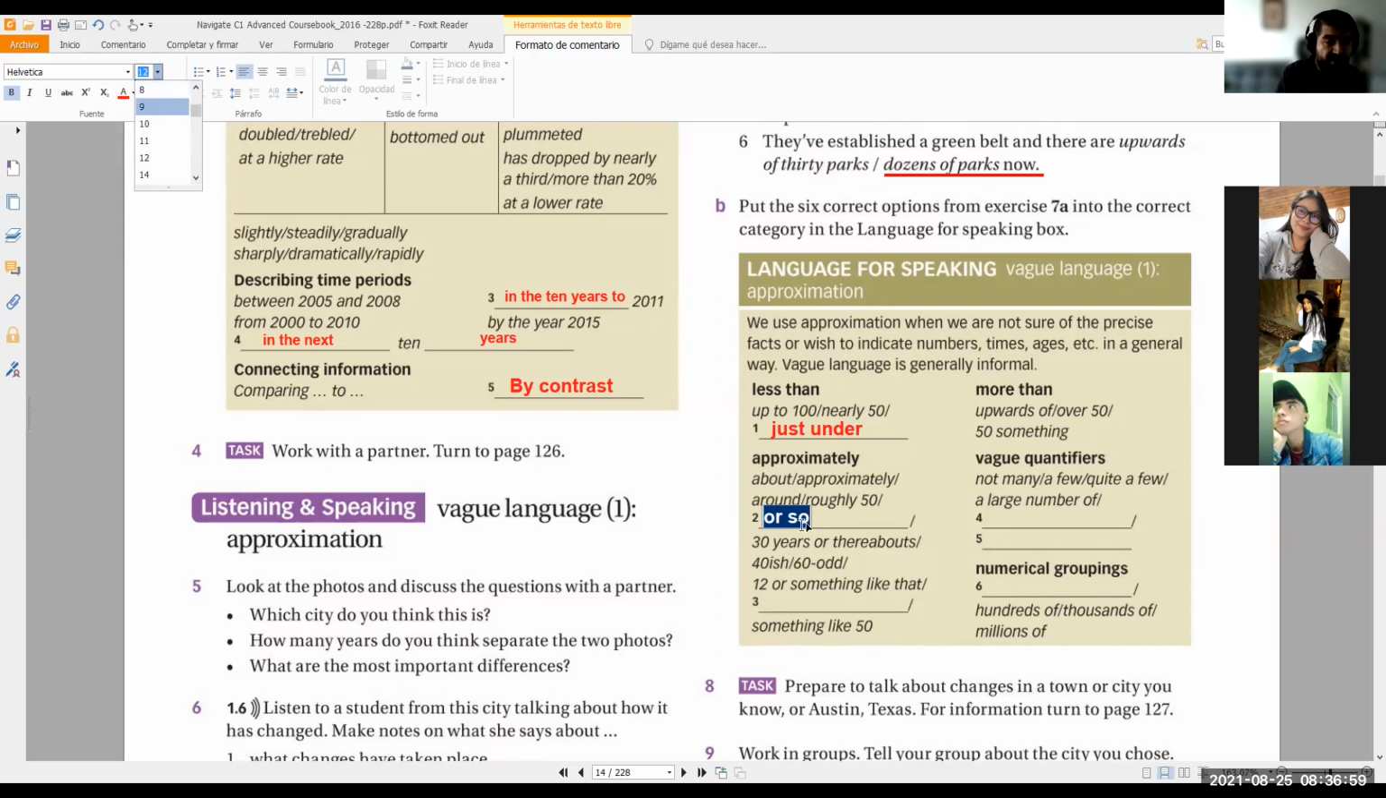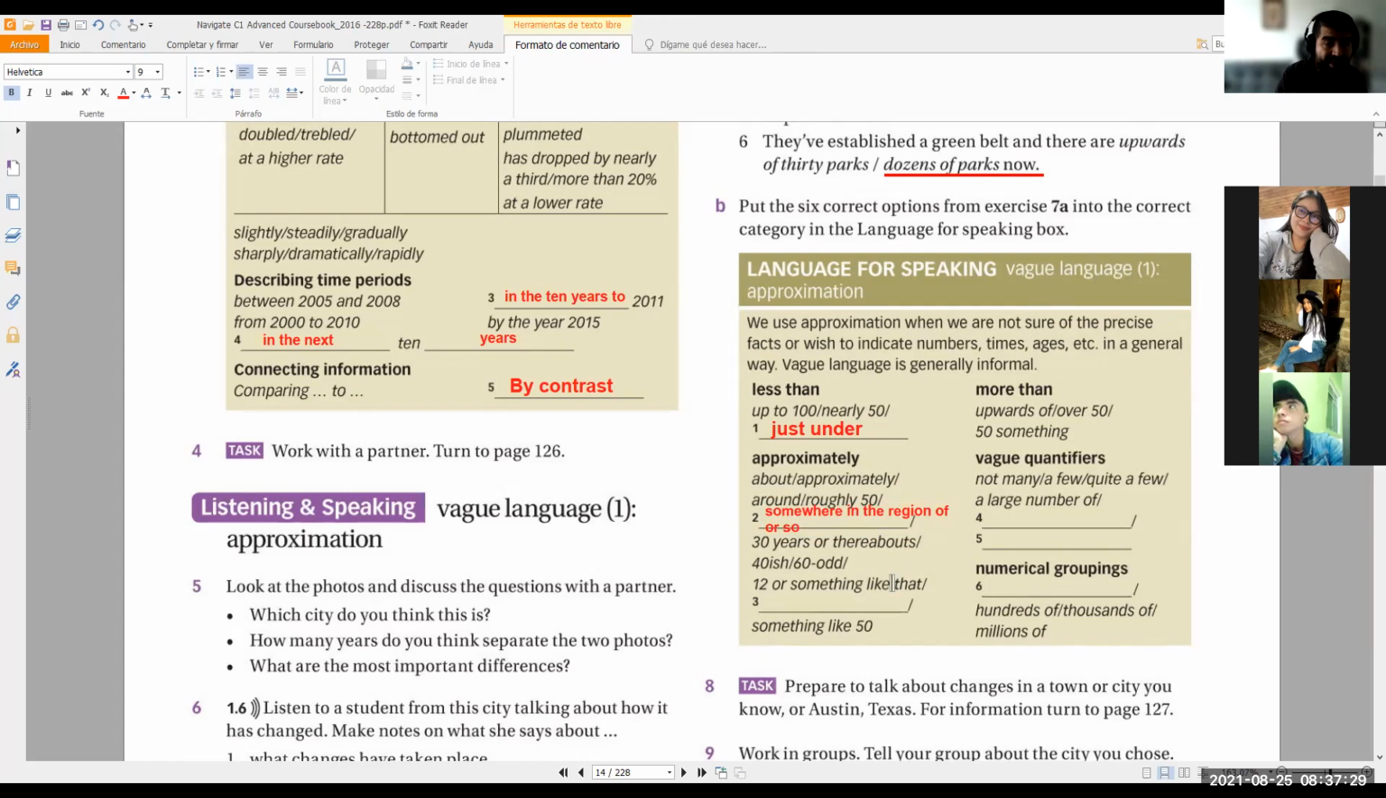But the one that is suggested in the book for us to keep in mind is somewhere in the region of. Somewhere in the region of. That's the expression which is suggested here. But remember that or so is also an option. That would be an option as well. Okay, so we can include any of these 2. There you go. Let's continue.